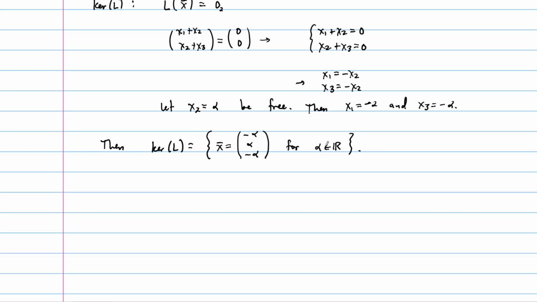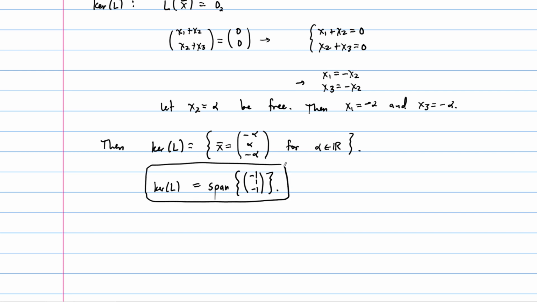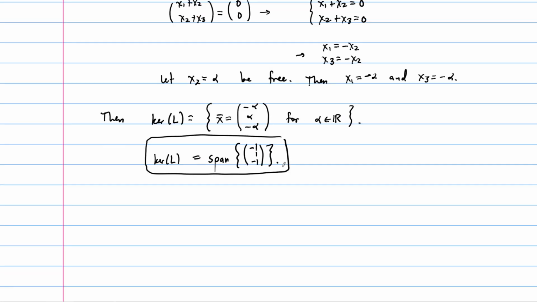So we could write this as a span, right? So actually this kernel of L could be written as the span, so in our notation from linear algebra, as the span of negative 1, 1, negative 1. All right, and so this vector, negative 1, 1, negative 1, that's a basis of the kernel of this transformation L. And so we'll write this one here as kernel of L. This is kind of the most succinct and nicest way to describe this set. So there's our kernel of this transformation.